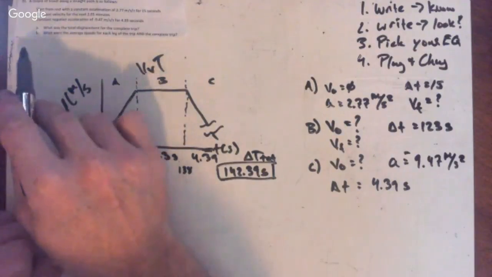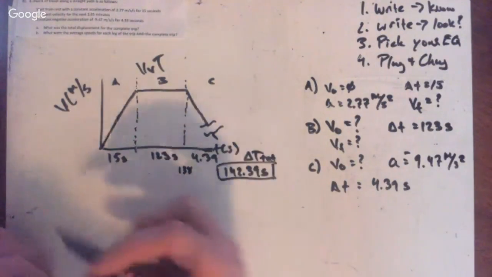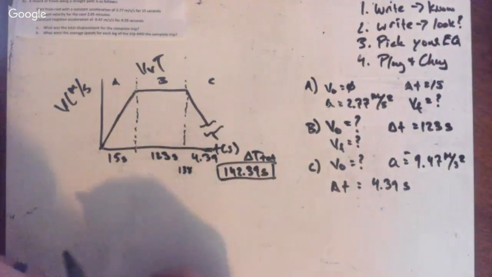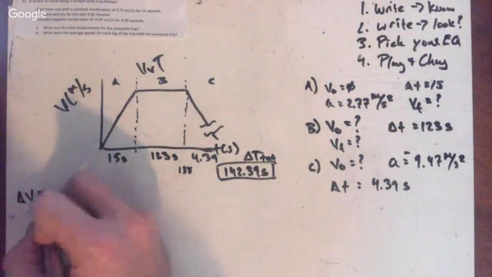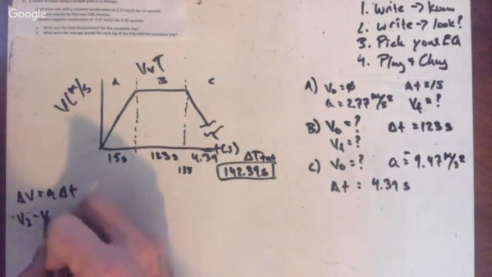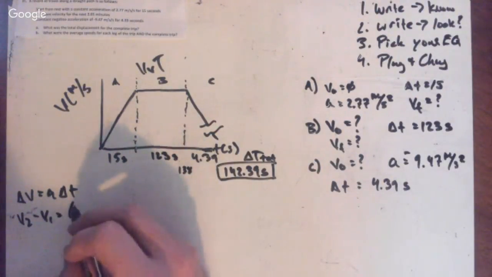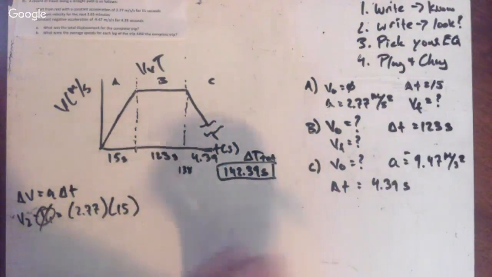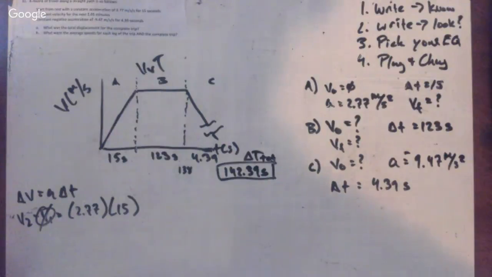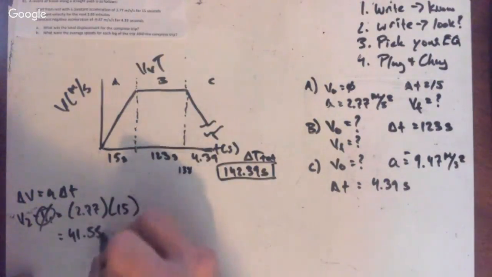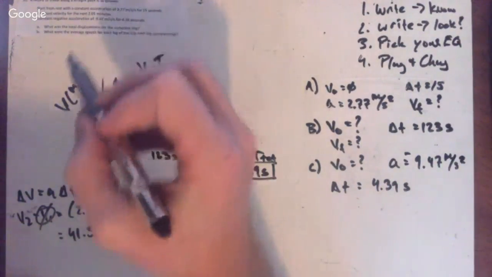That's going to be necessary for over here where it says what's the average speed for each leg in the total trip. Okay, so starting with letter A, we need to calculate just how fast we end up going. I can already tell that's what we're going to need to do. Okay, so delta v is equal to our acceleration multiplied by our time. We have a time, we have an acceleration, so we can do that. So v2 minus v1 equals our acceleration, which is 2.77 times 15 seconds. Our initial velocity is 0, so that goes away. So our final velocity is 2.77 times 15, or 41.55 meters per second.